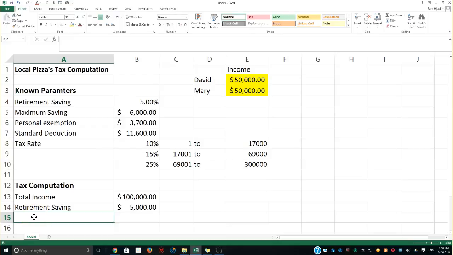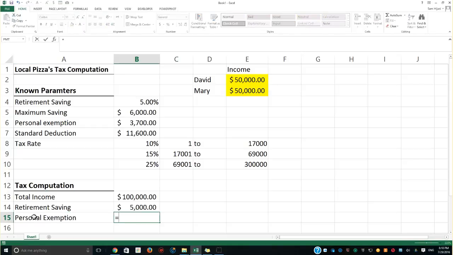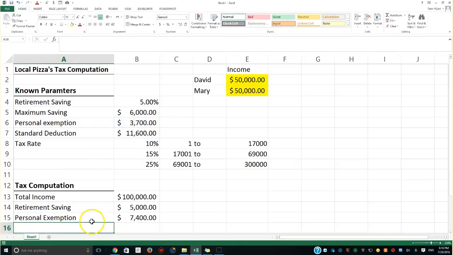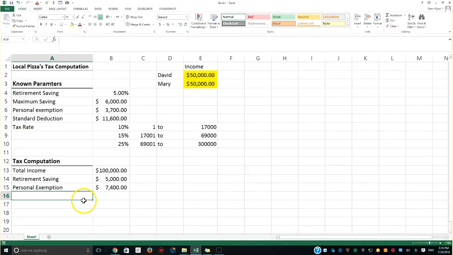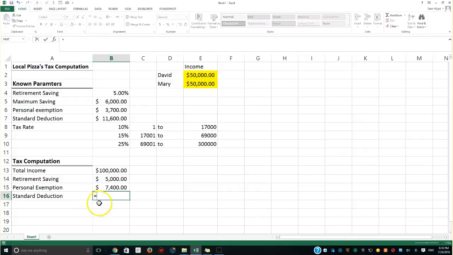Also, we have personal exemption for both of them. Here we go. It's going to be 2 multiplied by this one here. That's basically what we're going to get for that. I'm going to make it a little bit smaller so you'll still see this. And also we have the standard deduction, which is just to copy that value, equal to this value right here.